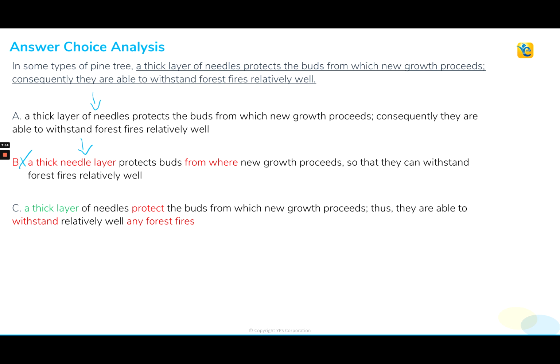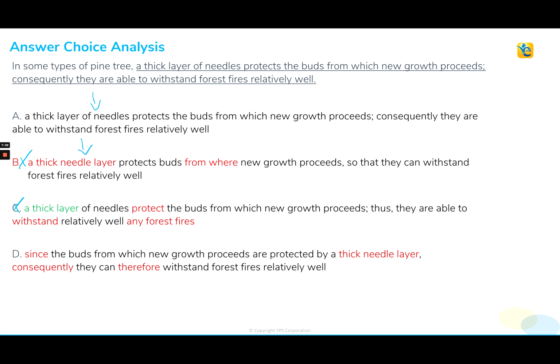Let's take a look at choice C. Now, you'll notice right away with choice C that we have the singular subject, a thick layer, and the plural verb protect. So right away, we have that deterministic subject verb must agree in number error. So we can reject choice C right away for that subject verb error.